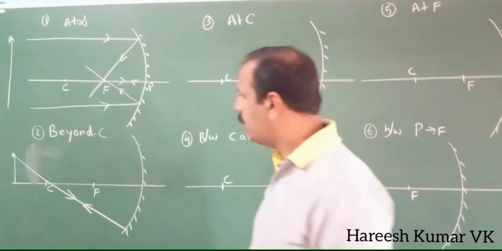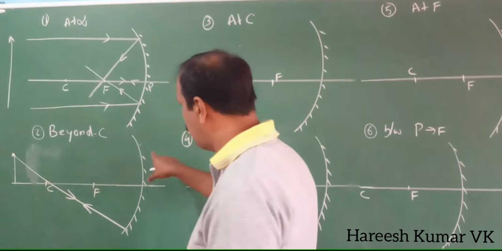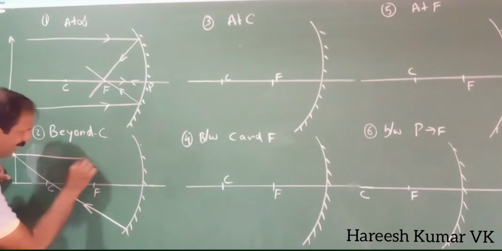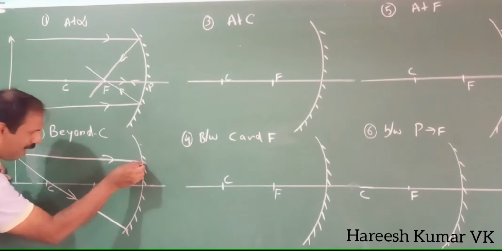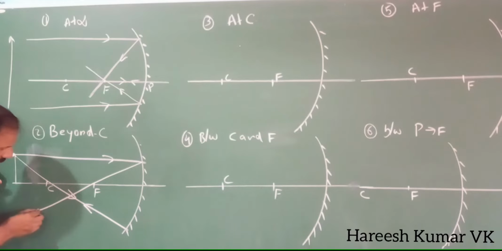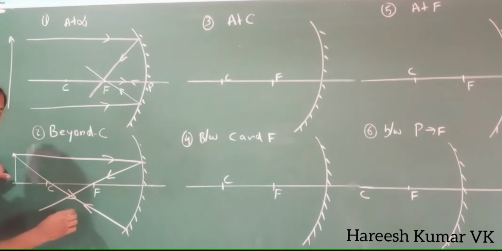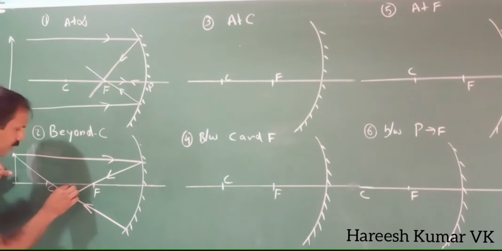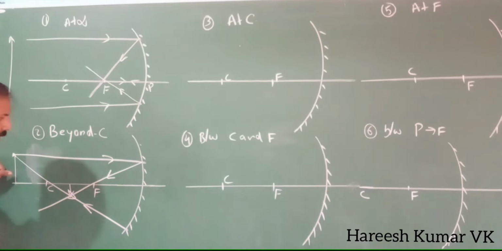Now you see here, if this one is coming parallel to the principal axis, what will happen? It will go parallel to the principal axis like this. After reflection, it will pass through F like this. So these two rays, here you can see where the rays are meeting, there the image is formed. So the image will be here.